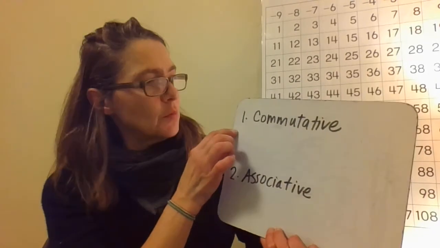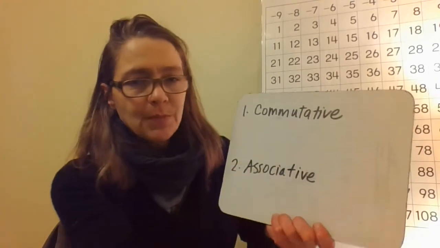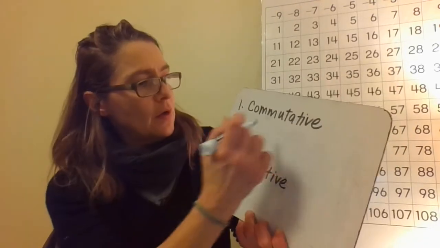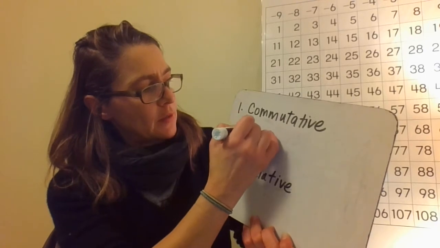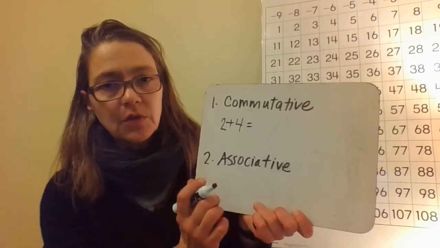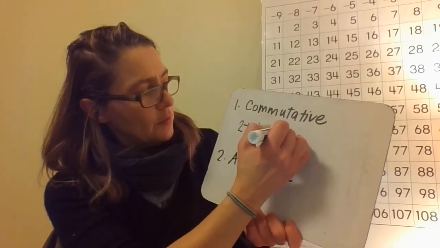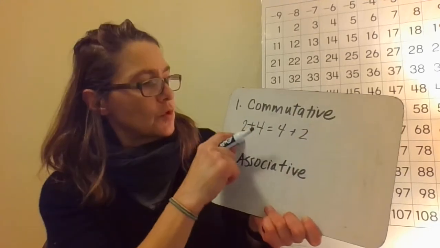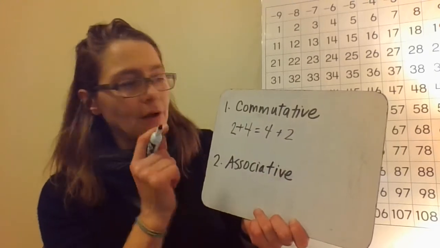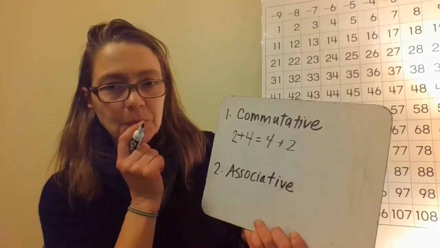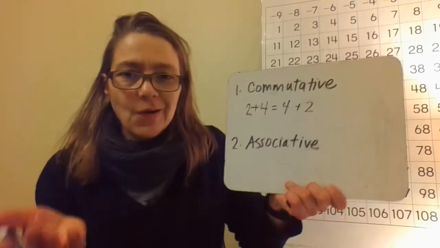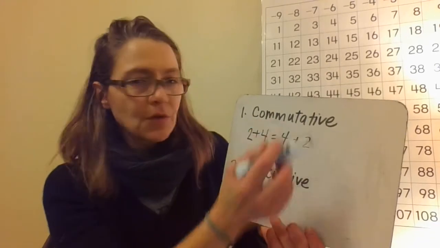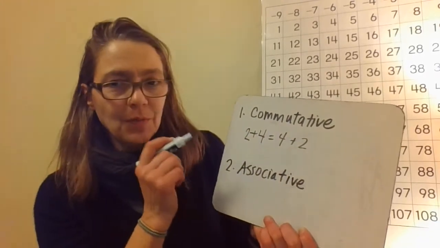The first one is the commutative property, and this property is your turnaround fact. And this means that what you add one way is equal to adding it the other way. And remember, this is your turnaround fact. So 2 plus 4 equals 6, but it also equals 4 plus 2. Okay, so both of these are equal. The addends are turned around. So that is your commutative property.